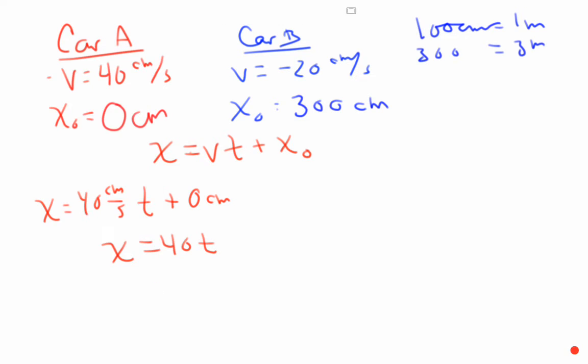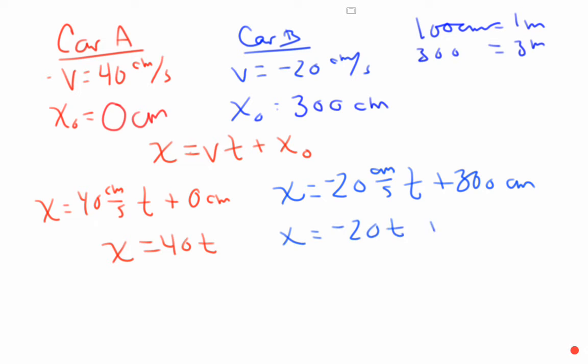For car B, following the same process, x equals my new velocity, which is negative 20 centimeters per second, times time, plus the initial position of 300 centimeters. Again, I'm going to simplify this to make it easier to look at, to just negative 20t plus 300.